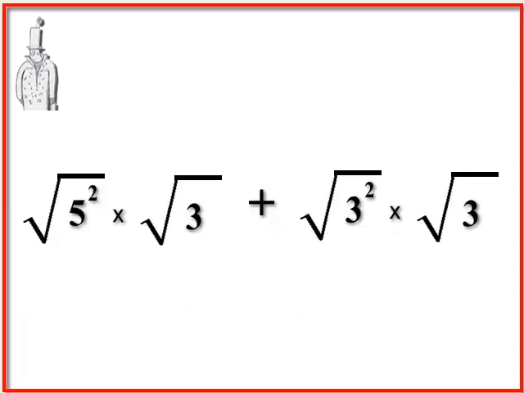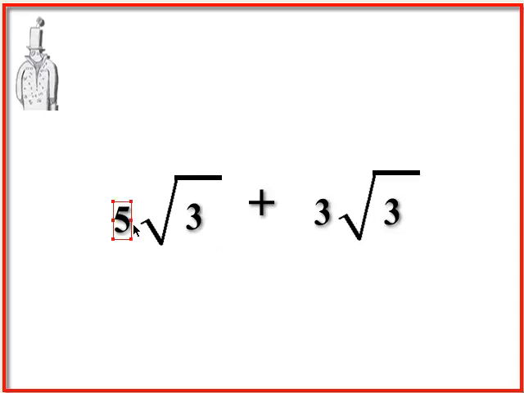Let's get some working room here. Got it? So let's rewrite this a little bit. This is just going to be 5 times the square root of 3. We don't put that little times symbol in there. We just write it right next door.